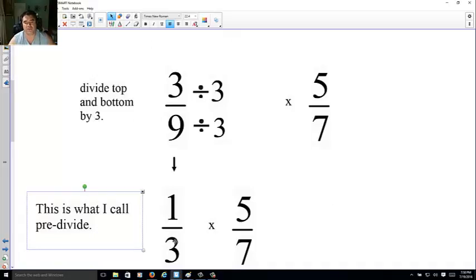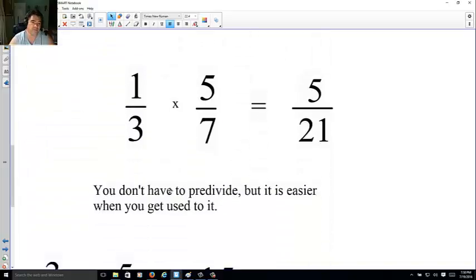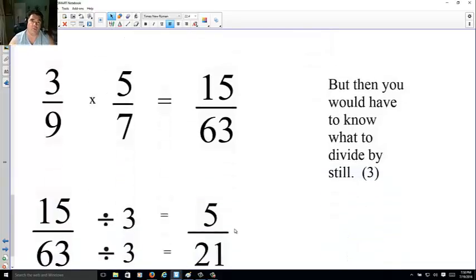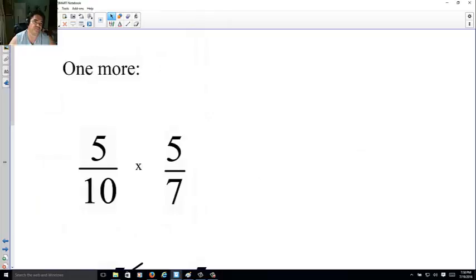So 1 times 5 is 5, 3 times 7 is 21, as shown here. You don't have to pre-divide, but it sure is easier. Because think if I didn't, I would have 3 times 5 is 15, and 9 times 7 is 63. And some of you might know you can divide by 3, or you might have to try the 2, 3, 5, or 7 method to figure out what's what. But if you pre-divide, it makes it easier.